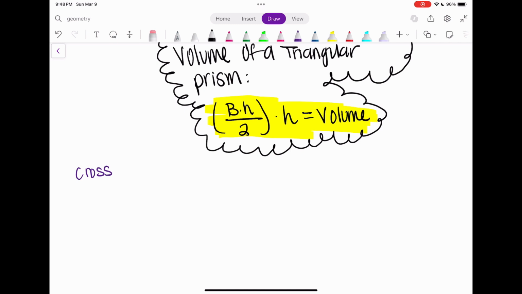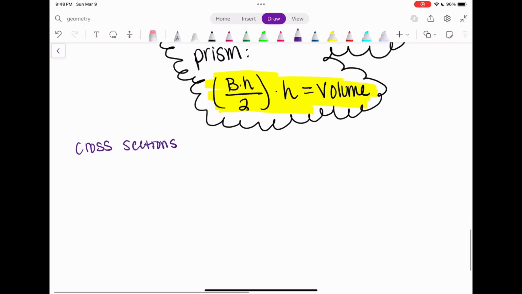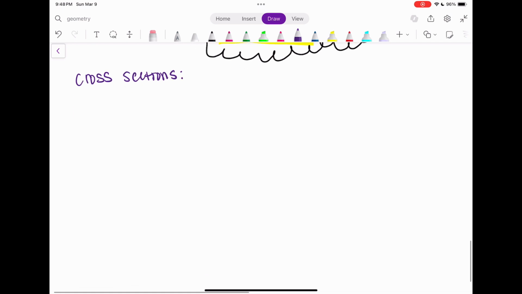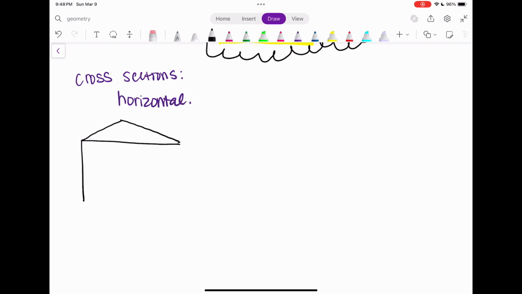Okay, so now let's move on to cross sections. We are going to draw the same figure, the same solid, but we're going to be talking about the horizontal cross sections of our triangular prism. Okay, so take your time drawing this. I know it's a little tedious. If you haven't done it before, it takes a little bit of practice. So draw your triangle, the 2 lines in front.